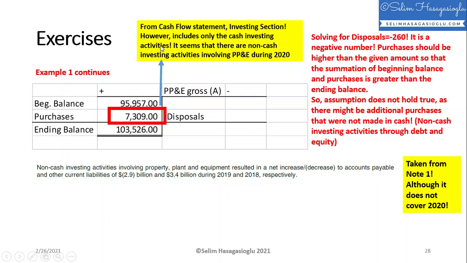However, this is an important reminder. This number includes only the cash investing activities, not non-cash investing activities. For example, the company might have acquired some PP&E through stock issuance or through debt financing. I don't have this number yet. So for the sake of practicality and instructional purposes, I assume that all purchases were made on cash, and then I put this number in here.